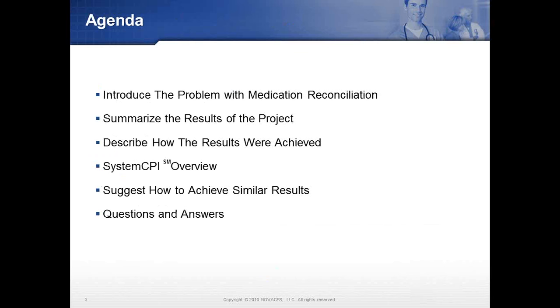Today we're going to talk about the problem with medication reconciliation, and we'll summarize the results of a Six Sigma DMAIC project that was used to improve performance related to medication reconciliation. We'll describe how those results were achieved, and I'll give you a system CPI overview. Now don't worry, I'll tell you what system CPI is and what the parts of system CPI are. Then we'll suggest how you might achieve similar results at your organization. And again, my favorite part, the questions and answer session at the end of the webinar.